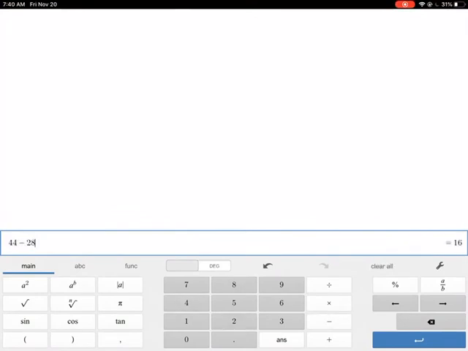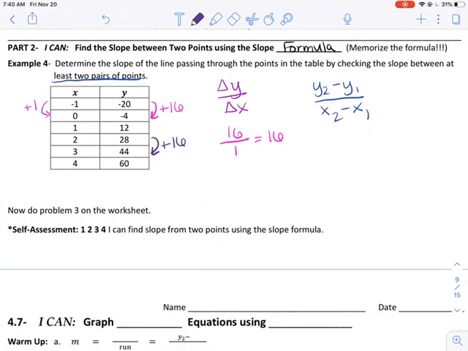44 minus 28, I get 16. Okay, and then on the other side, 2 to 3 clearly goes up 1. Hopefully you notice that this way of doing it kind of feels a little nicer in your brain. So hopefully that makes a little more sense. We're going to go ahead and put our change in y over change in x, and what do you know? We got the same answer.